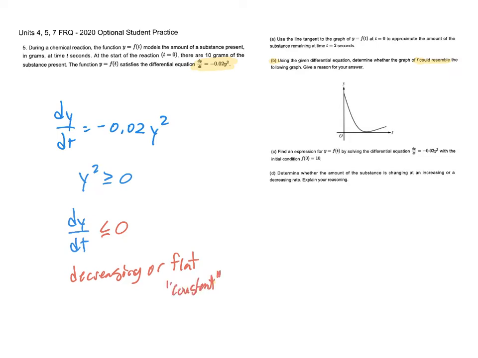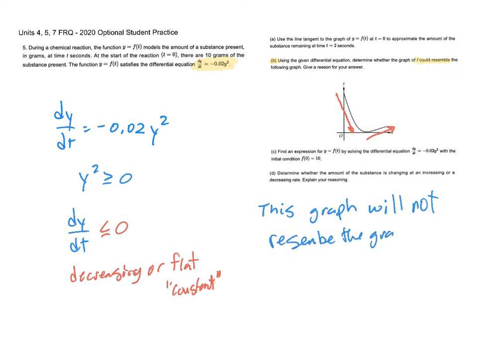Okay? Now, take a look at this picture here. This graph is decreasing here, but then at some point, out here at t greater than 0, at some positive number, the graph starts increasing. So this graph cannot, will not resemble the graph of f. This graph will not resemble the graph of f, because it has a section, an interval, where the function is increasing.